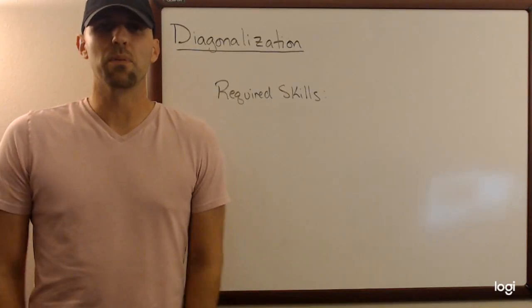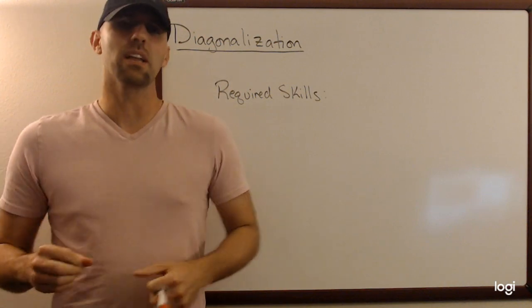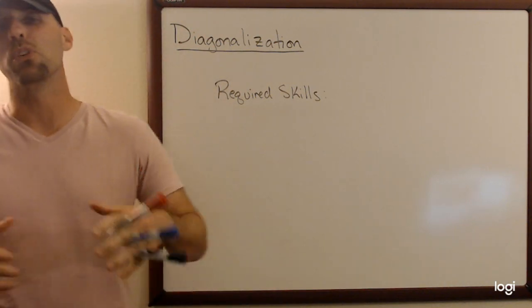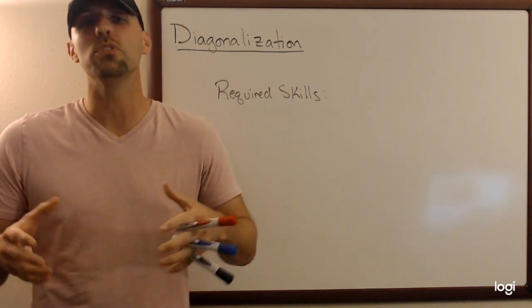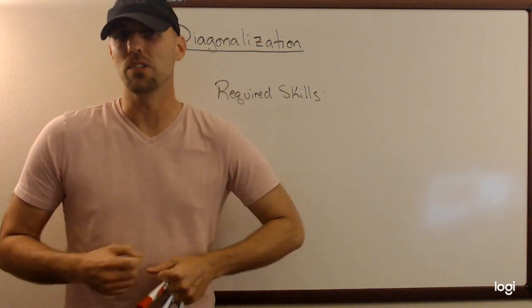Hey guys, we're back with our second lecture. The first one was on eigenvectors and eigenvalues and how to find them. And today I want to show you one of the things that we use the eigenvectors and eigenvalues for, namely diagonalization.